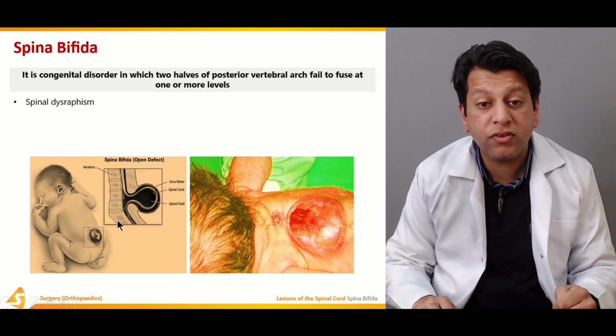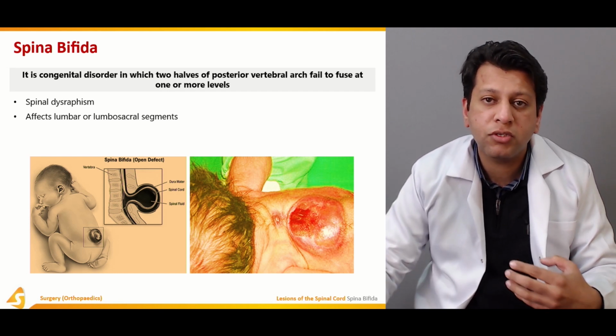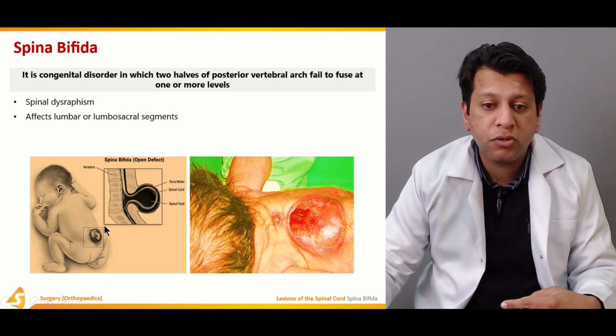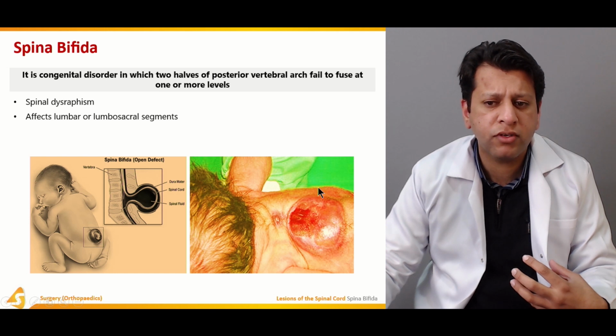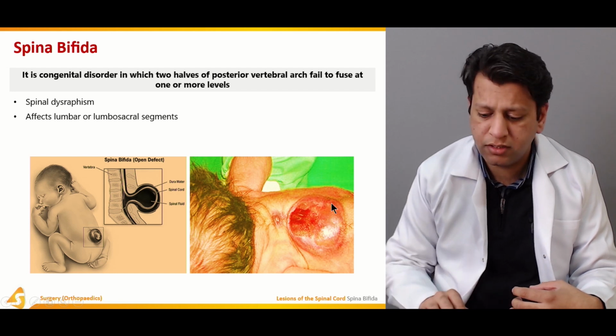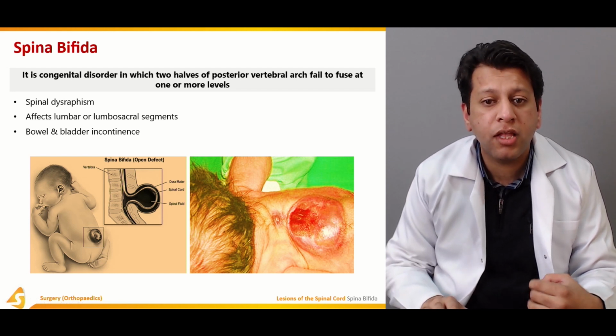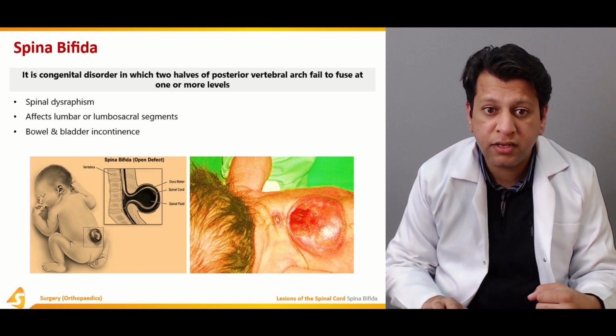Usually it is associated with spinal dysraphism. It affects the lumbar and lumbosacral region, and usually the child born with spina bifida presents with a large swelling, a soft gelatinous swelling at the lumbar level or lower back. This is the usual classical presentation. They may be associated with bowel or bladder incontinence if the nerves are severely affected.